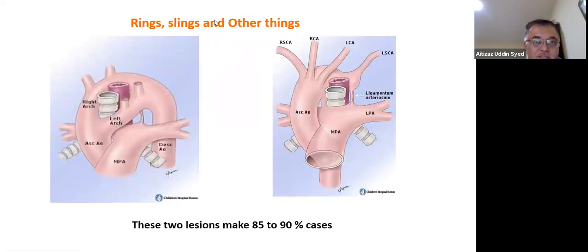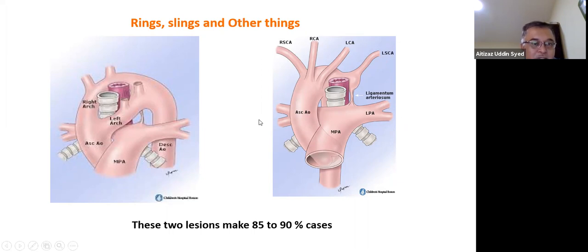The two commonest, 85 to 90% of the rings, are these. That is the left double aortic arch, a right and a left, and they very neatly circle the esophagus and the trachea between them. You can divide either arch. We usually divide the one which is anterior if they are of a similar size. But if one is bigger than the other, then obviously you would try to leave the bigger arch.